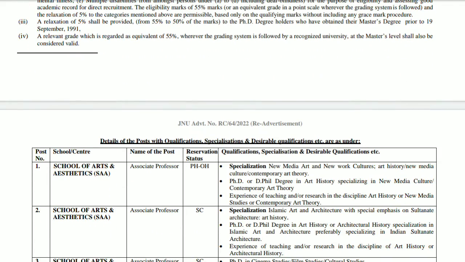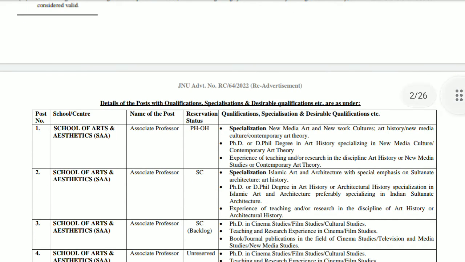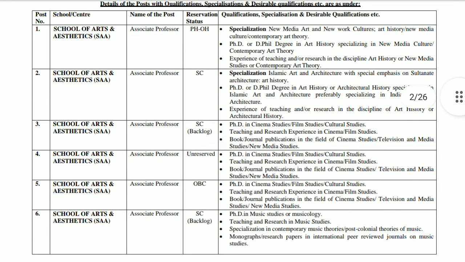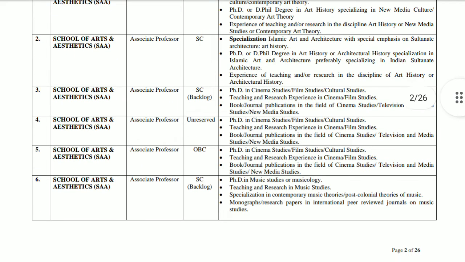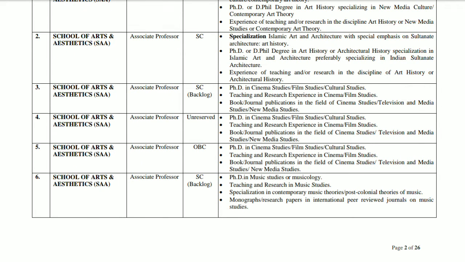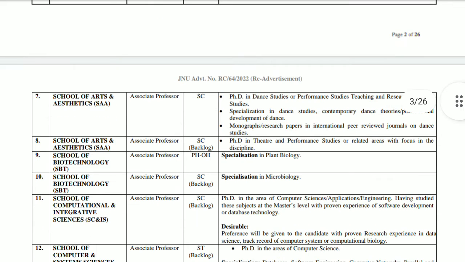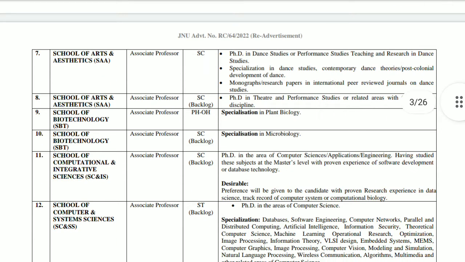So, details of the job position: School of Arts and Aesthetics, Associate Professor job. Here there are different reservation categories: PH/OH category, SC category, SC backlog category, unreserved category, OBC category. In these categories, the School of Arts and Aesthetics Associate Professor job vacancy is available.